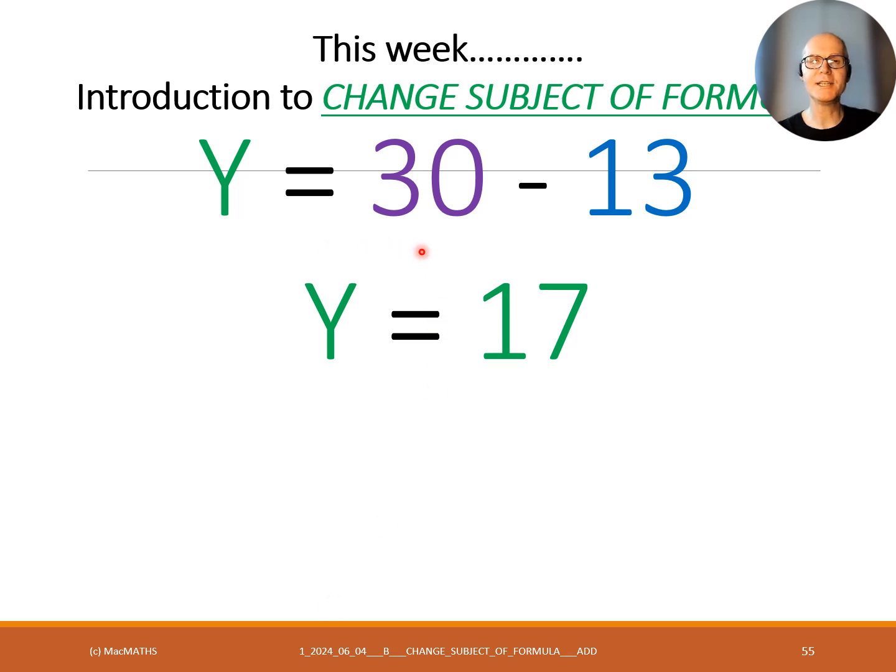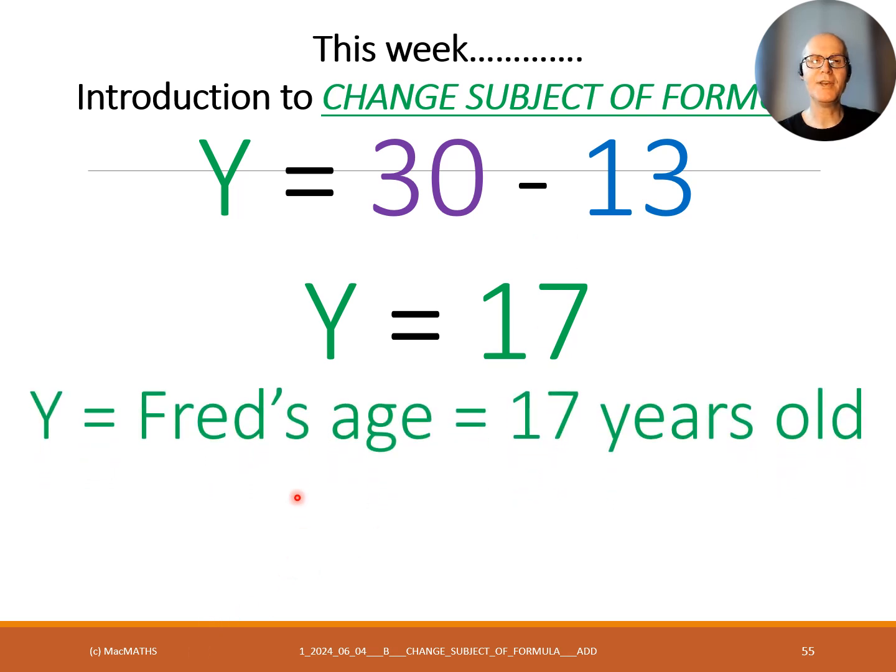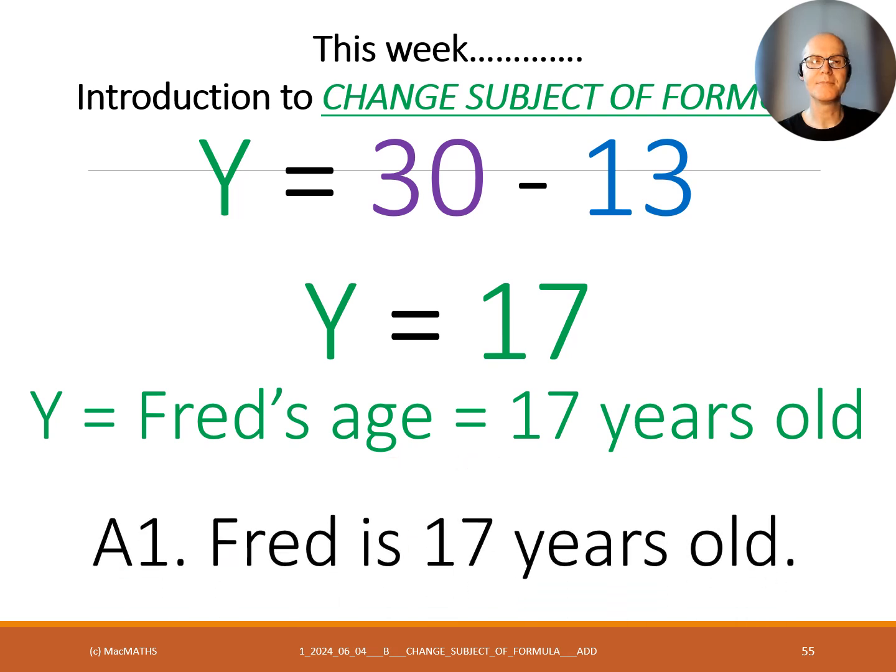Y, which is Fred's age, is 17. 30 minus 13 is 17. So Fred is 17 years old. That's the answer to our question. We've used the change of subject formula to answer this question.